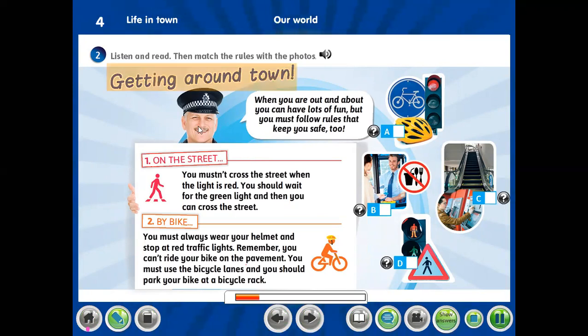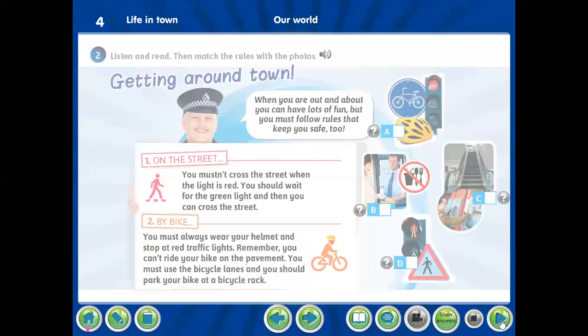Getting around town. When you are out and about, you can have lots of fun, but you must follow rules that keep you safe too. One, on the street. You mustn't cross the street when the light is red. You should wait for the green light and then you can cross the street. Two, by bike. You must always wear your helmet and stop at red traffic lights. Remember, you can't ride your bike on the pavement. You must use the bicycle lanes, and you should park your bike at a bicycle rack.